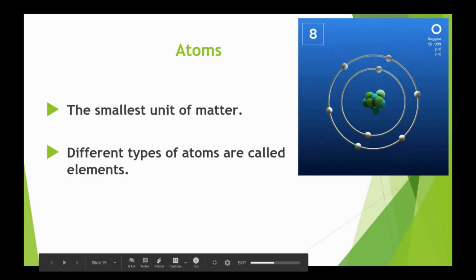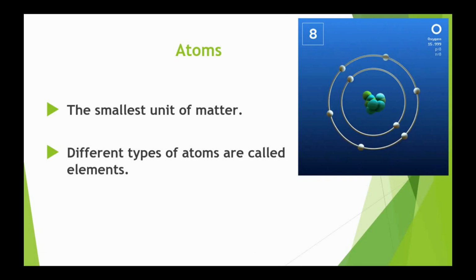The smallest part of the organization of an organism is the atom. Atoms are the smallest unit of matter. So if we break down atoms, then we just have nuclear parts. Each different type of atom is going to be called an element. A lot of times people get atoms and elements confused. What's the difference? Atoms are the smallest parts of matter, whereas elements are just different types of atoms.